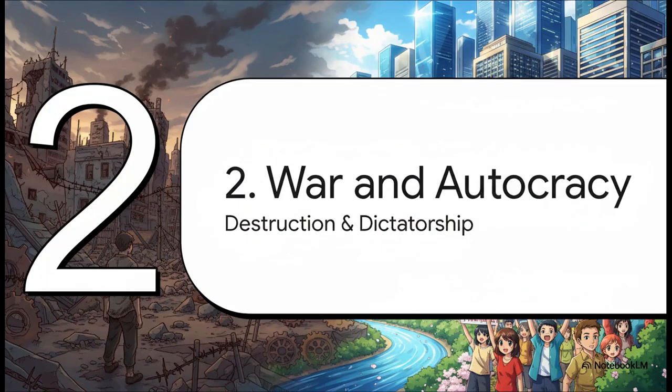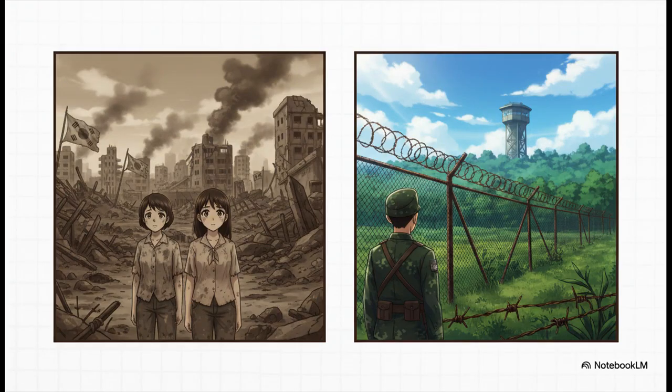Right, so that ideological split, it didn't stay a war of words for long. It exploded into a devastating war, and what followed was decades of destruction and dictatorship. So on June 25, 1950, North Korea invaded the South and boom, a massive conflict kicks off, drawing in forces from all over the world. It was brutal, and it lasted for 3 years.